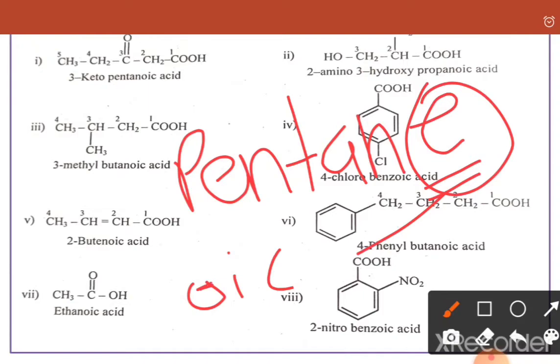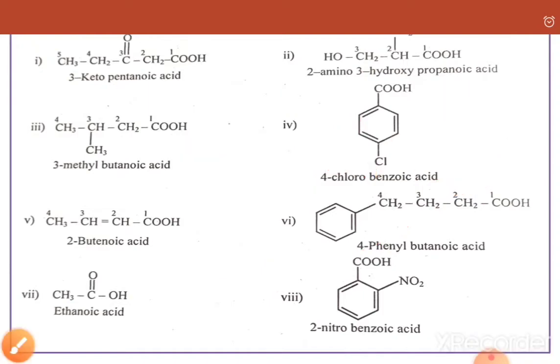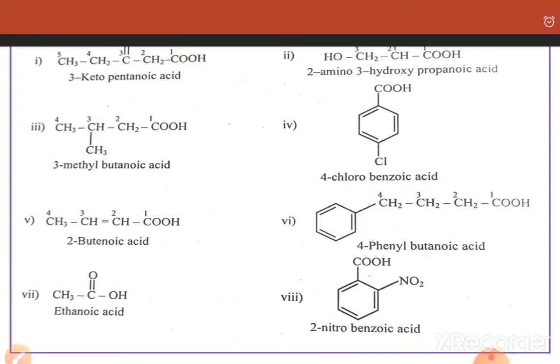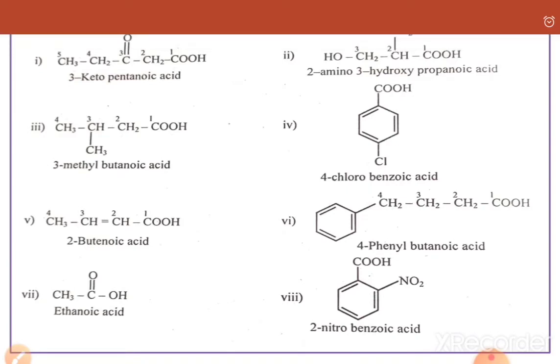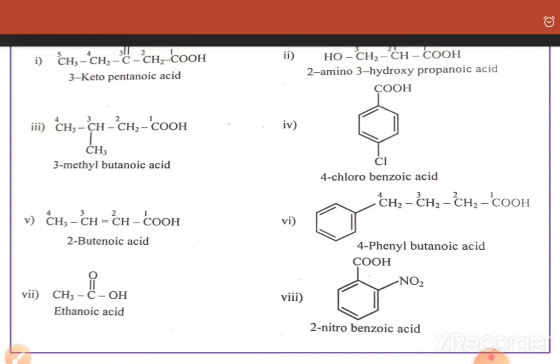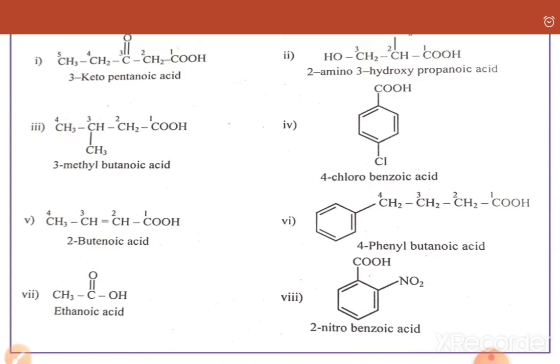Therefore, for the name of this compound, we get 5 carbons, therefore pentanoic acid. At the 3 number position there is a keto group, therefore here we get 3-keto pentanoic acid.